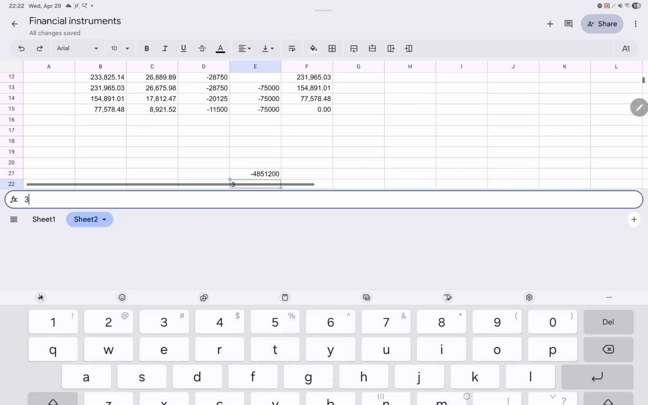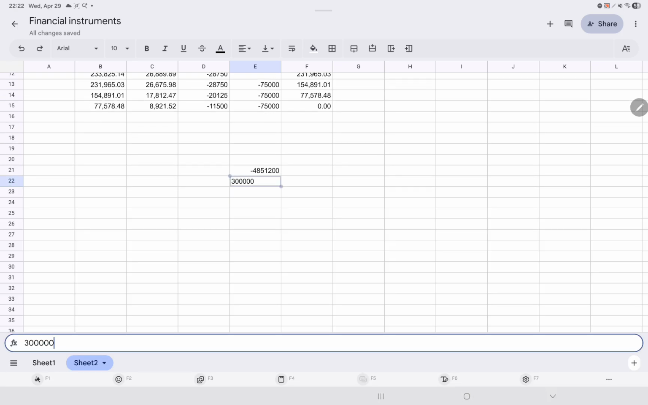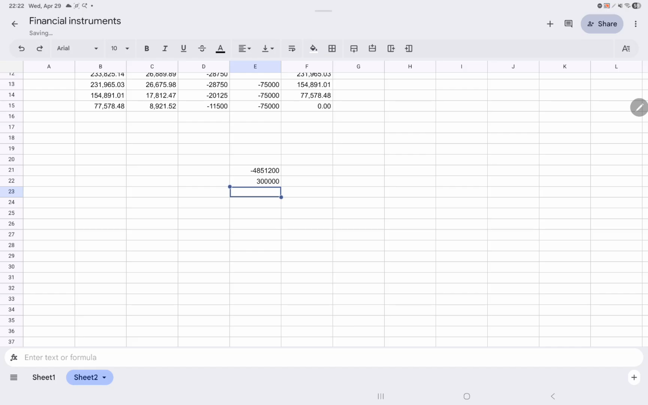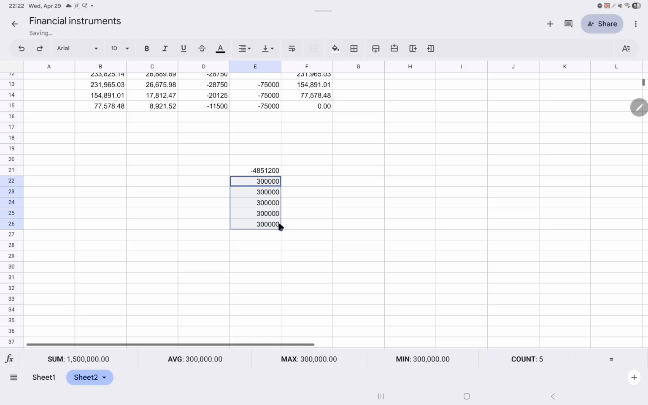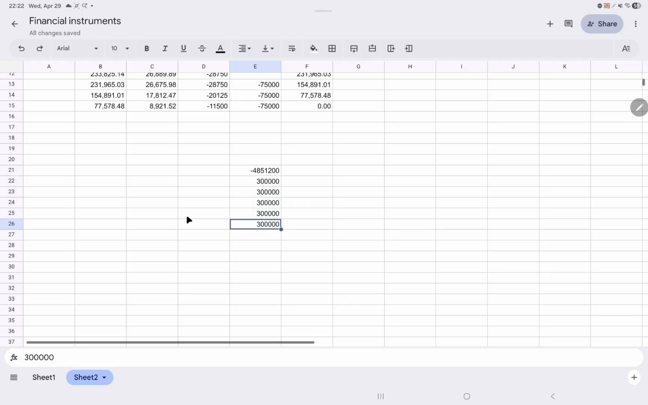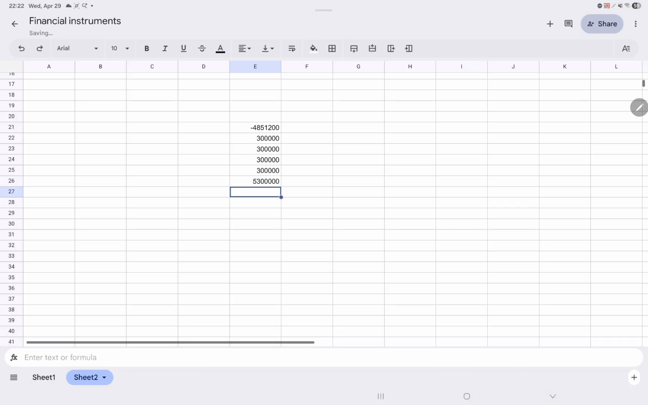The cash flow every year is 300,000. Let us take this for 5 periods, because it is 5 years, and make it positive: 1, 2, 3, 4, 5. And in the final year, the assumption is you are not just paying 300,000, you are paying 5,300,000. Now we need to get the 7%.